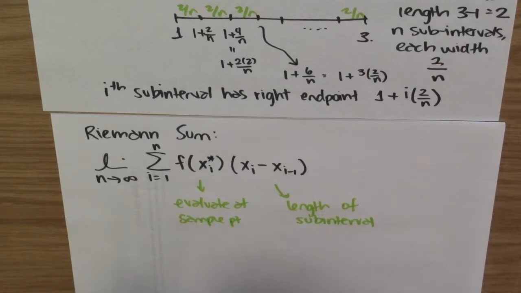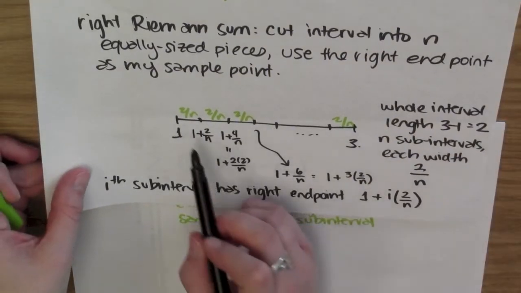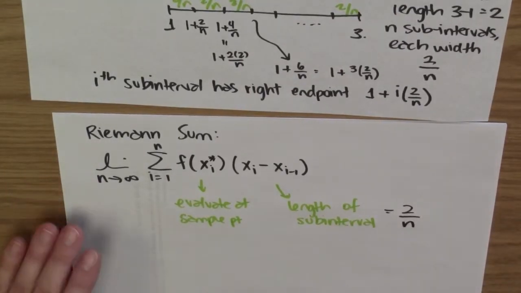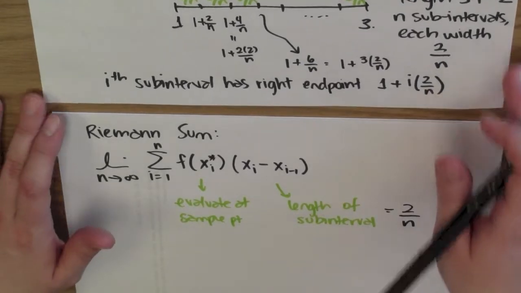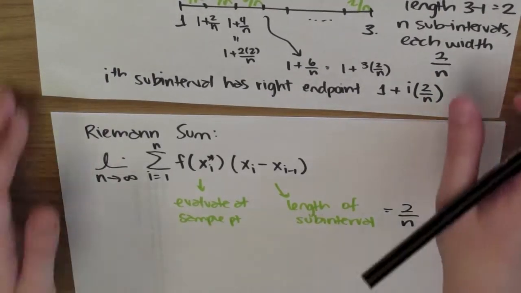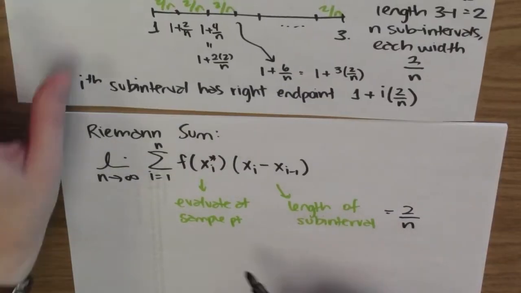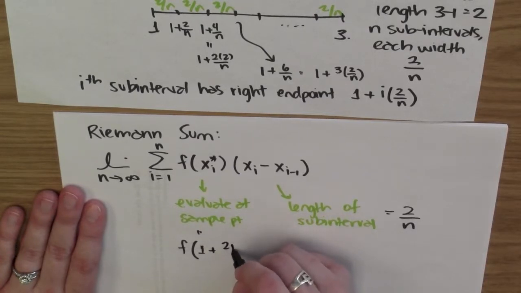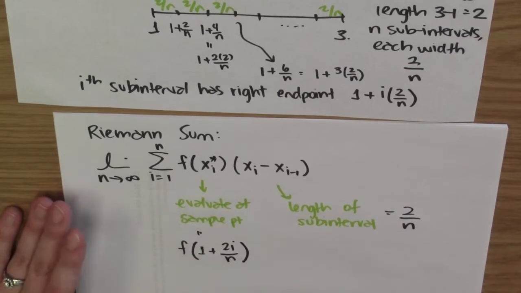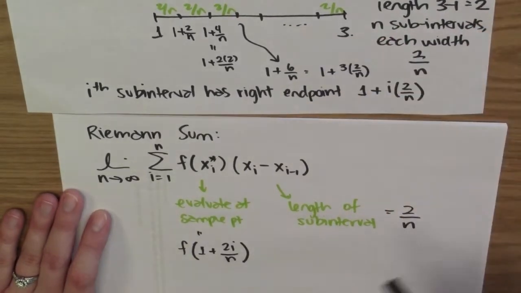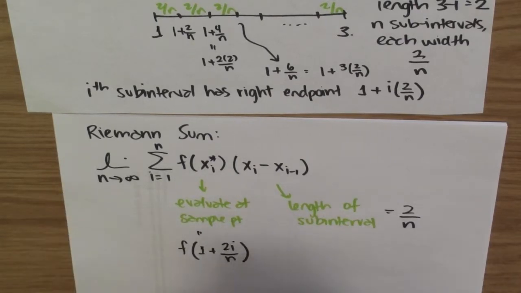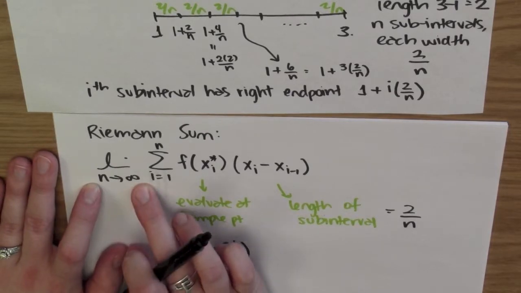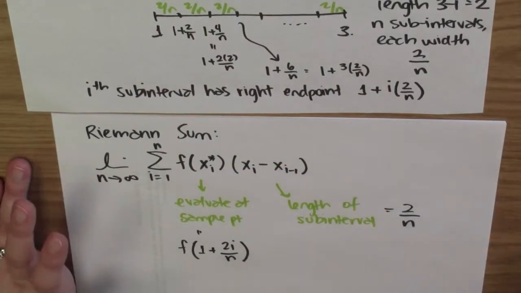So the length of my subintervals, in this case, we saw just a second ago, was always 2 over n. So this thing is always going to be 2 over n. My sample point is always the right-hand endpoint, in this case. And so we decided that the right-hand endpoints were 1 plus 2i over n. So here, this is going to be f of 1 plus 2i over n, like so. All right, so I have figured out what I want to do. The Riemann sum actually is just the summation part here, and then I'm going to take a limit as n goes to infinity to figure out what the value of the integral is, right?